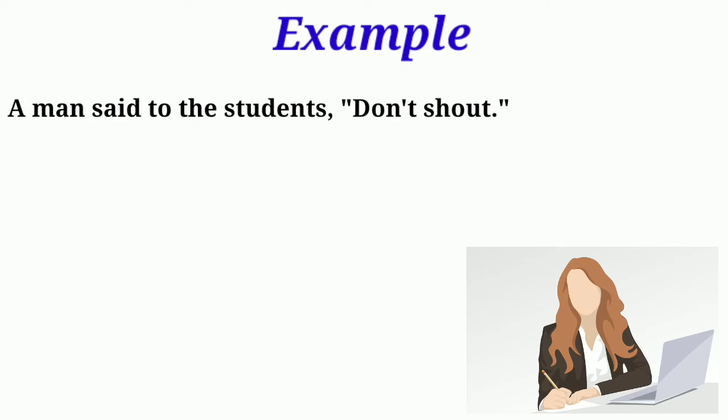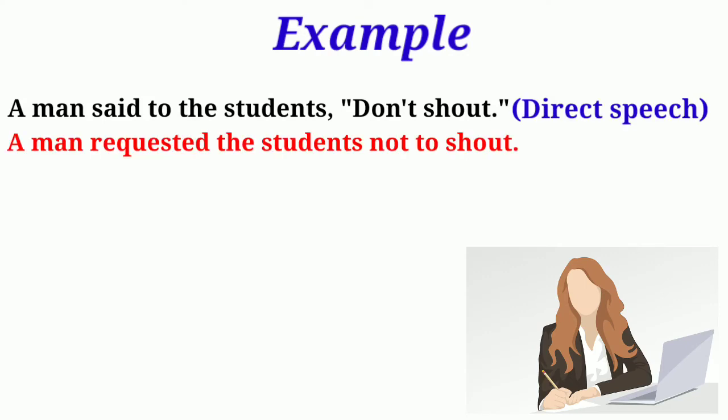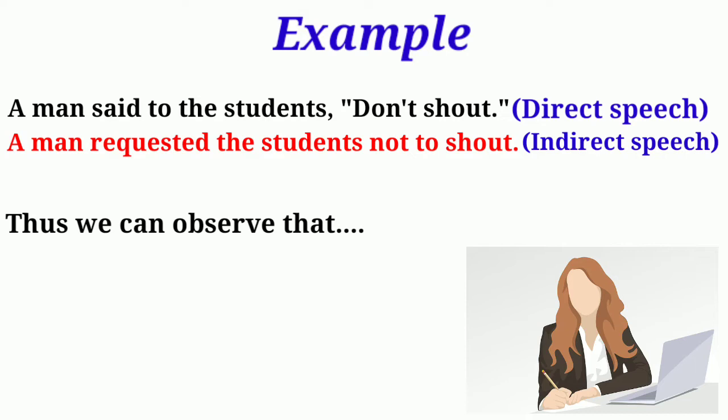Let's have one example. A man said to the students, "Don't shout." This is direct speech. Let's change the narration. A man requested the students not to shout. This is indirect speech. Thus, we can observe that inverted comma has been changed into not to over here. And this is the example of imperative sentence. And now, we'll move towards change number 3.